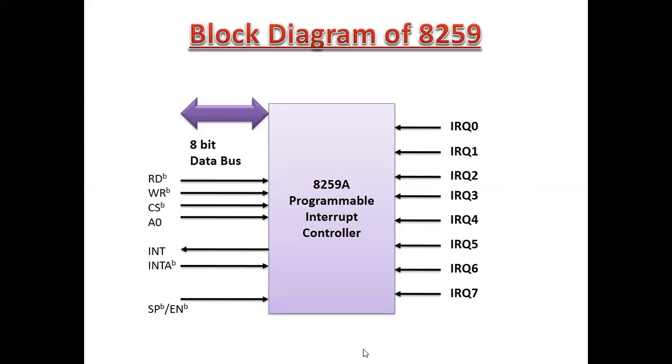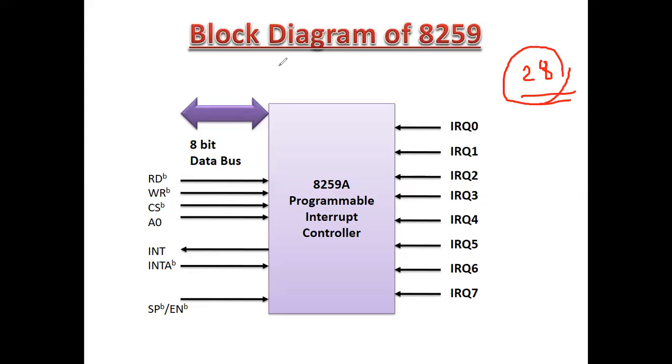Hello everyone. Today we will discuss the interrupt controller IC 8259, and here you can see the pin diagram of the 8259 IC. Basically this is a 28 pin IC, and this diagram is just showing the different pins of 8259A. Here the pin numbers are not shown, but this is basically a 28 pin IC.